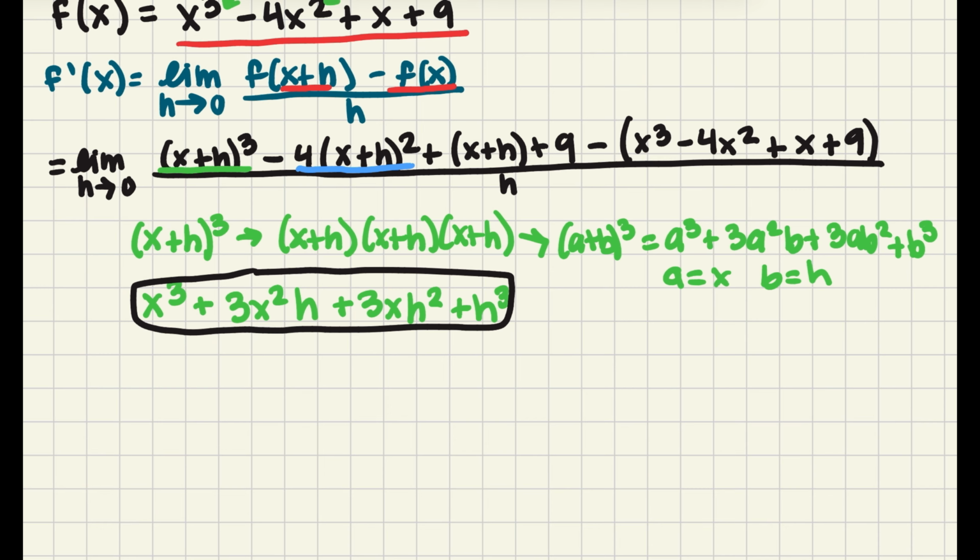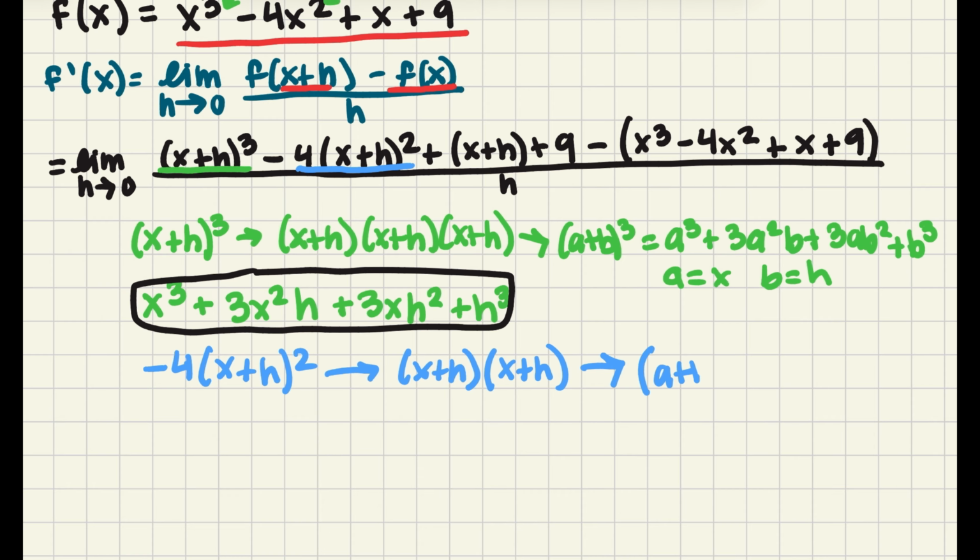And now let's go to the square. So we're going to have negative 4x plus h squared. And again, this right here is just x plus h times x plus h. It's just the addition of that negative 4 that might throw you off. But the perfect square formula is similar to the perfect cube formula. It's a plus b squared equals a squared plus 2ab plus b squared.